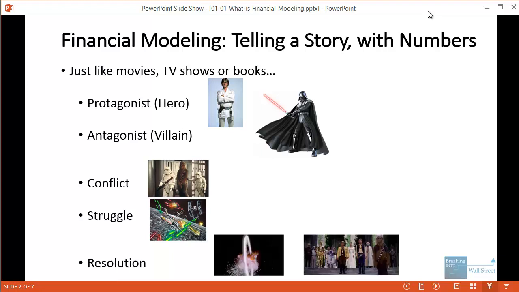And then finally, at the end, you have the resolution. So again, here, very dramatic. We have a giant space station blowing up and then a bunch of our characters in the movie receiving awards at the end and saving the galaxy, at least temporarily, until the sequel.